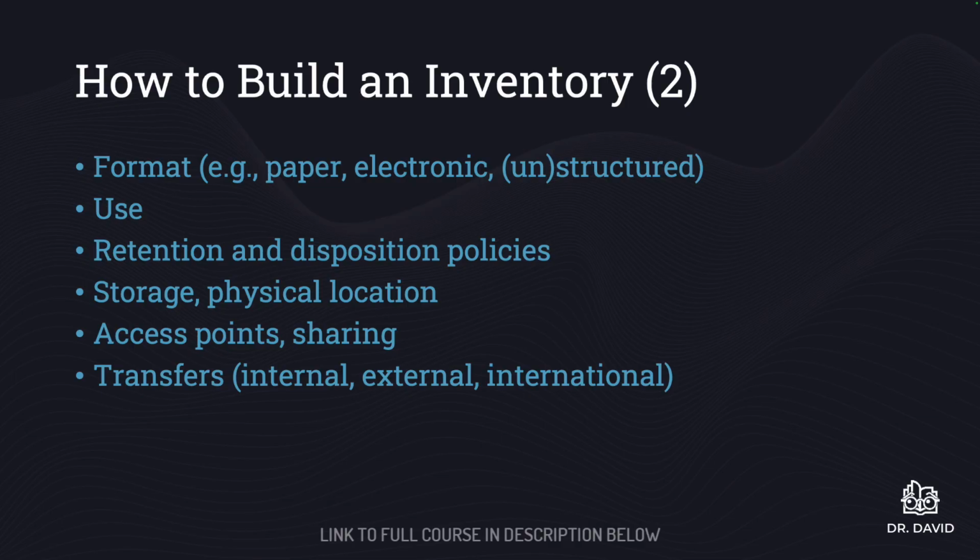You also want to identify the storage, where is the physical location of the server on which the data is housed. For example, is this on a Microsoft Cloud server that's located in Seattle, Washington? What are the different access points for the data? And so if an individual wants to access this data, how are they going to gain that access? Is the data shared internally or externally, and if so, with who? And finally, are there any transfers of the data, internal, external, or international?